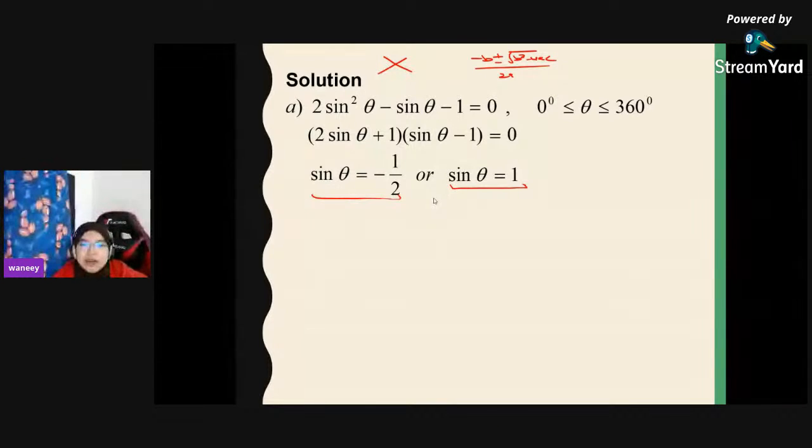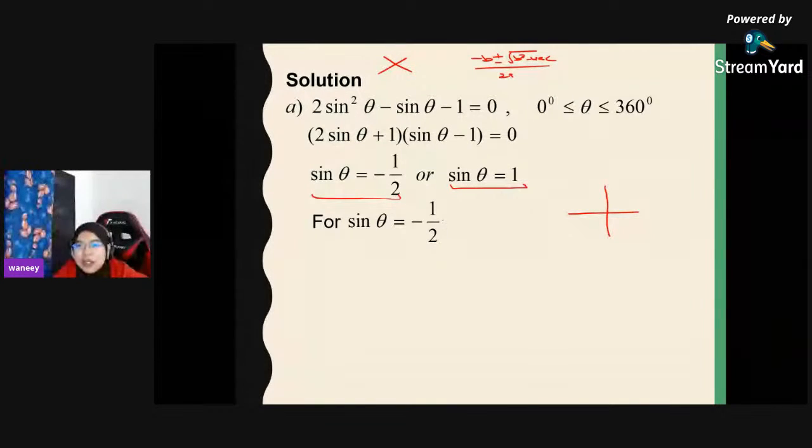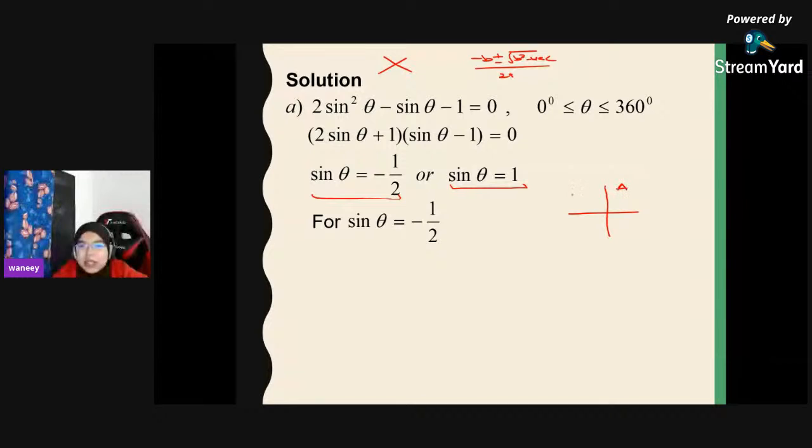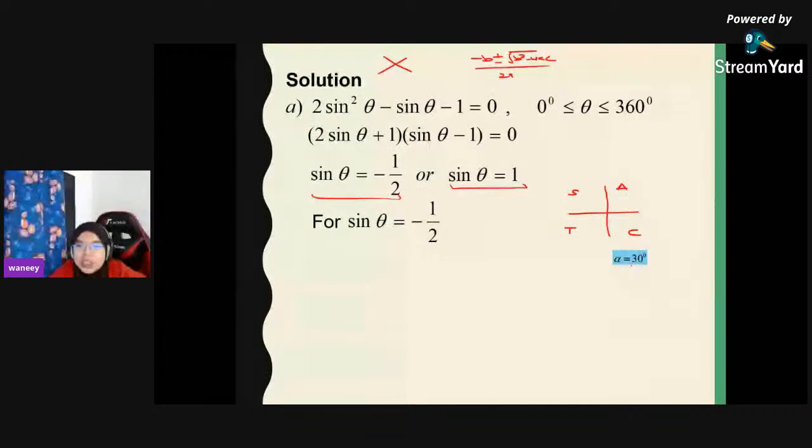Okay, so sine of theta equal to negative half. Let us focus on that. So check what is the basic angle and check which quadrant will give us a negative answer. So A, S, T, C. So let me check what is the basic angle first. The basic angle is alpha equal to 30 degrees. So this is the principal angle or the basic angle. And now sine theta is equal to negative.